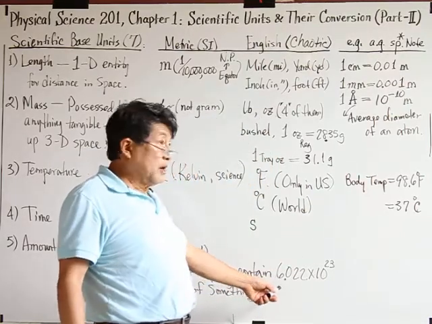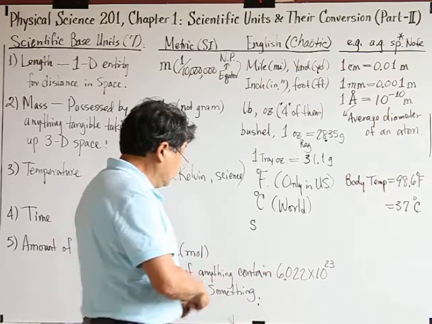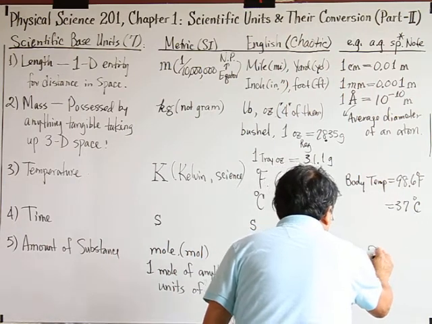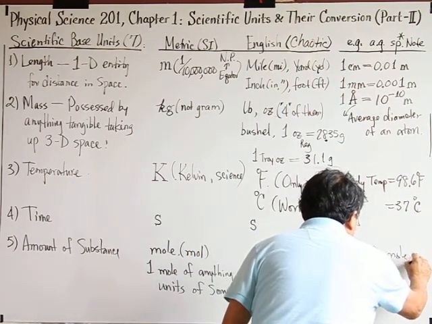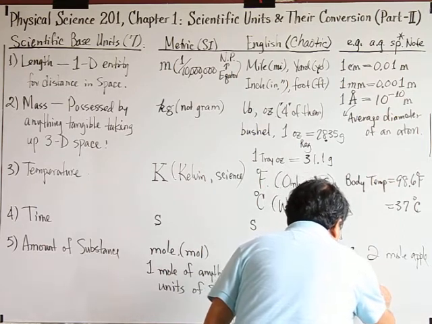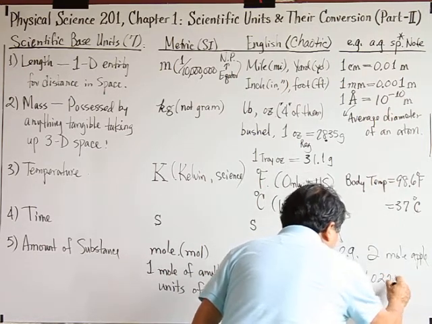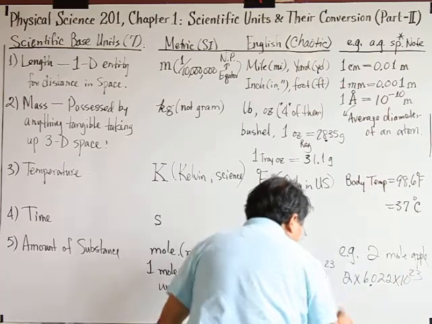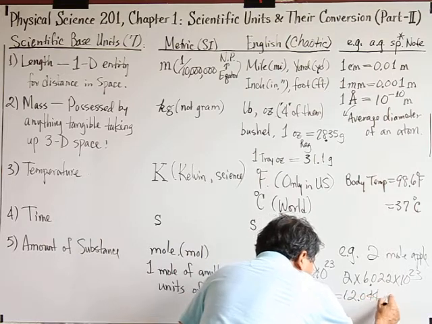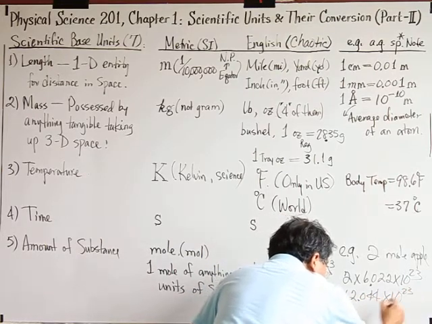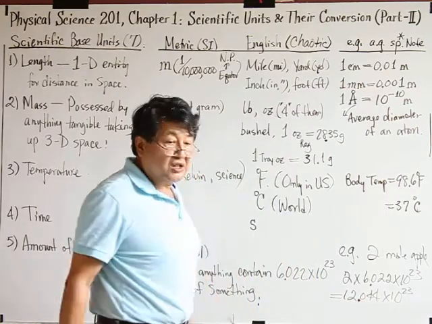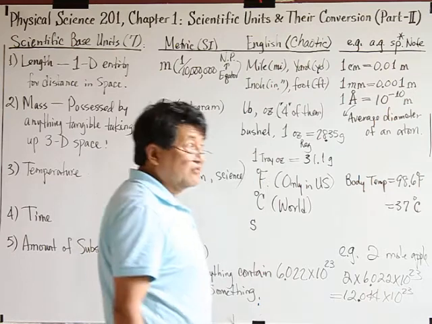We cannot afford to use a first term more than 10. So if you multiply by 2, it becomes 12. Example here: 2 moles of apple. You have 2 times 6.022 multiply 10 to the 23rd. Then you have 12.044 multiply 10 to the 23rd. This is not allowed, because a first term larger than 10 is not allowed by scientific notation.